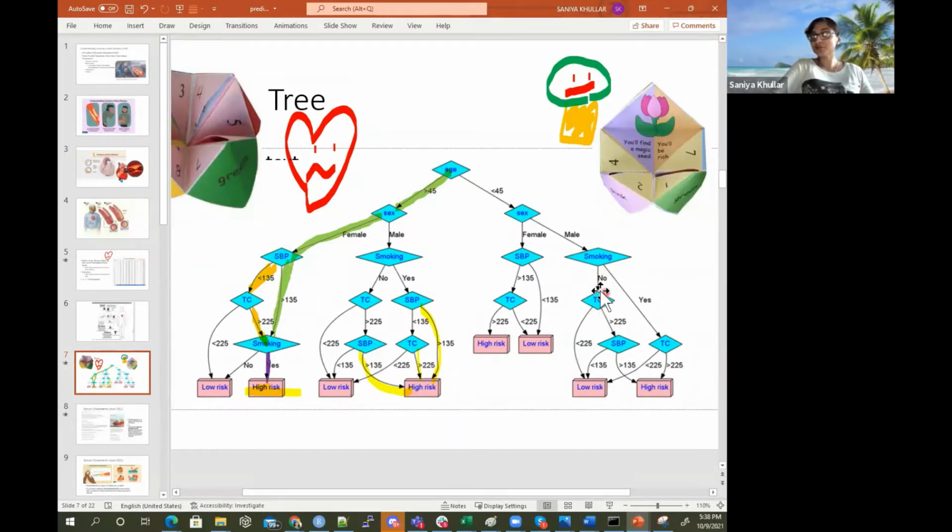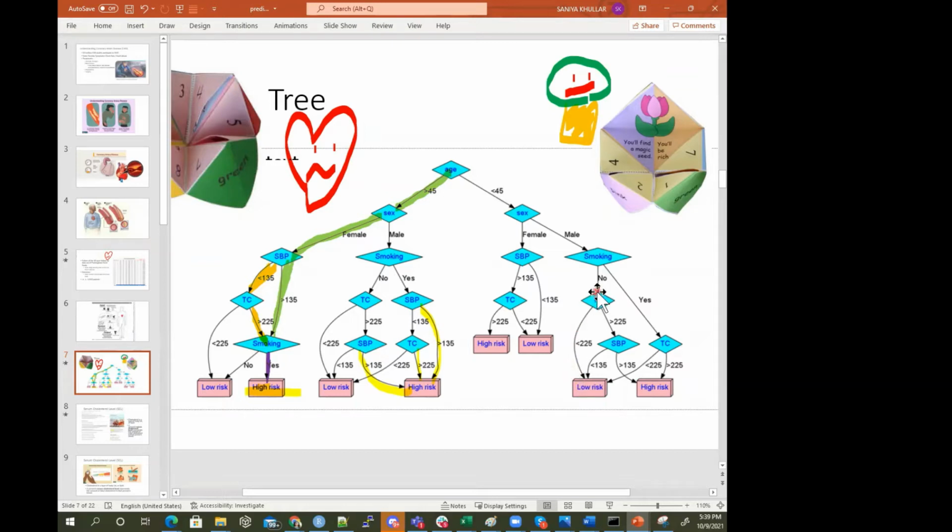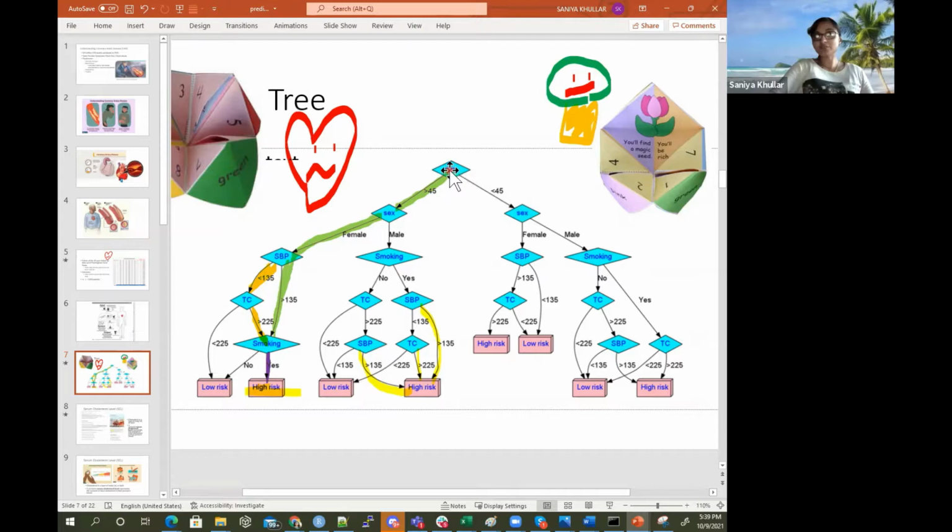Then I'm going to look at your total cholesterol here. If your total cholesterol is less than 225, you have a low risk for coronary heart disease. Do you see that? So you go here because of your age. The first question is, what is your age?